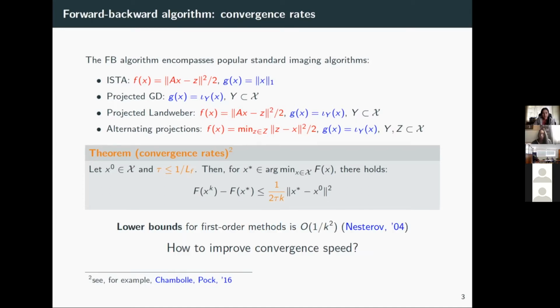So why was FISTA born? FISTA was born to somehow improve this convergence speed in a way that matches the lower bounds that were shown to hold by Nesterov, for instance in this book, and is of the order of big O of 1 over k squared. So there is a gap between the speed of convergence in function values that you get with this proximal gradient algorithm and the best speed of convergence that you can achieve, which was shown to be 1 over k squared.